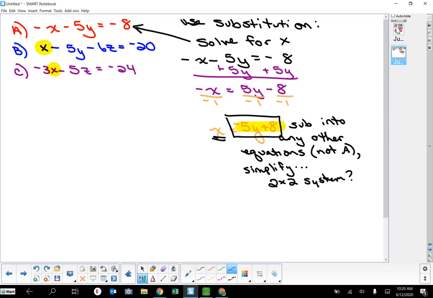So in equation B, the x is going to become negative 5y plus 8 minus 5y minus 6z equals negative 20. Okay, I'm going to drop the parentheses here. There's no coefficient in the front, so it's not necessary.